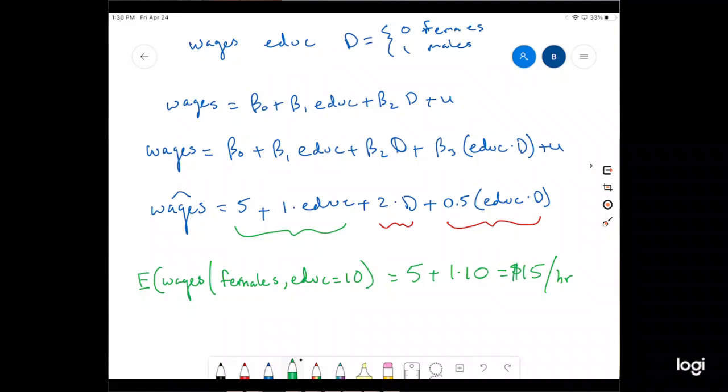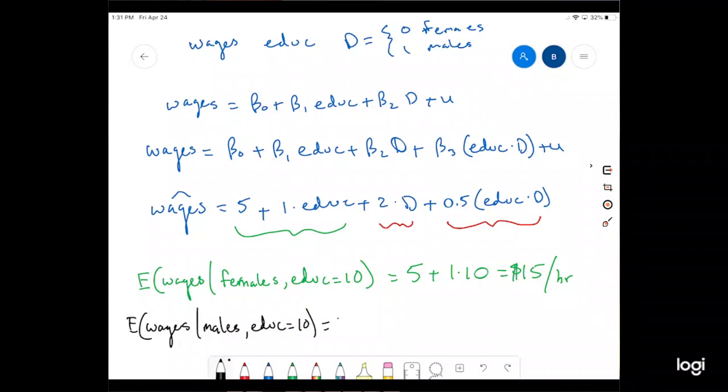How about the expected wages for males with 10 years of education? Okay, so in this case, the dummy is going to be turned on because males is D equals 1. So now we're going to write expected wages for males with education equals 10.